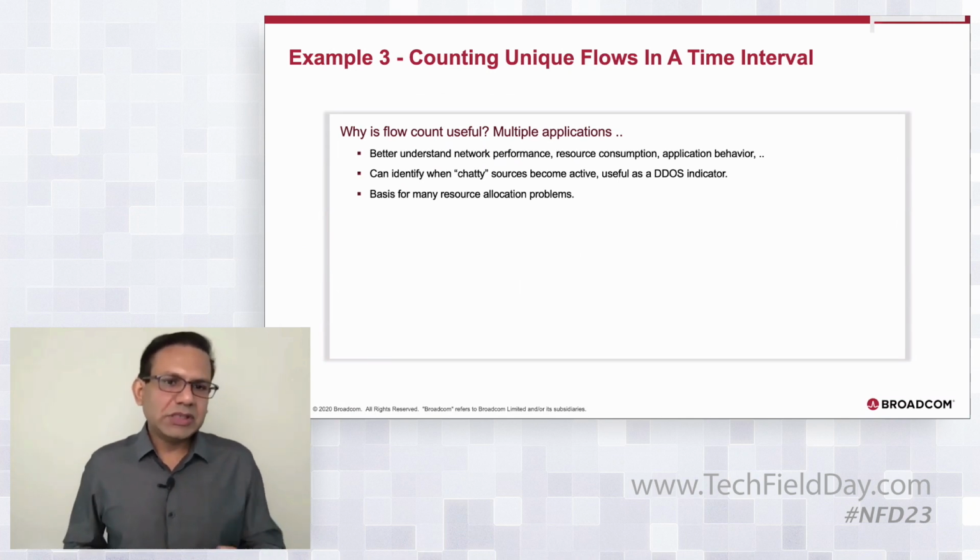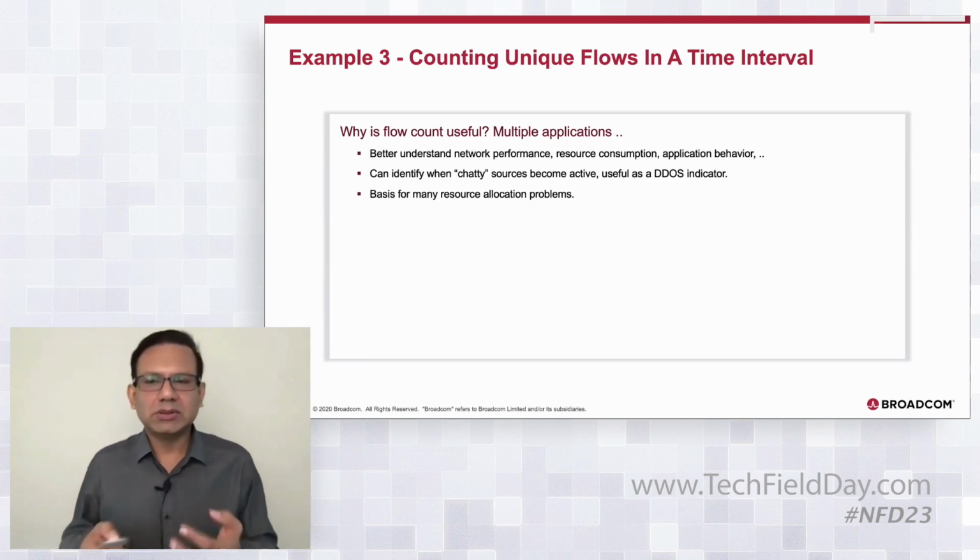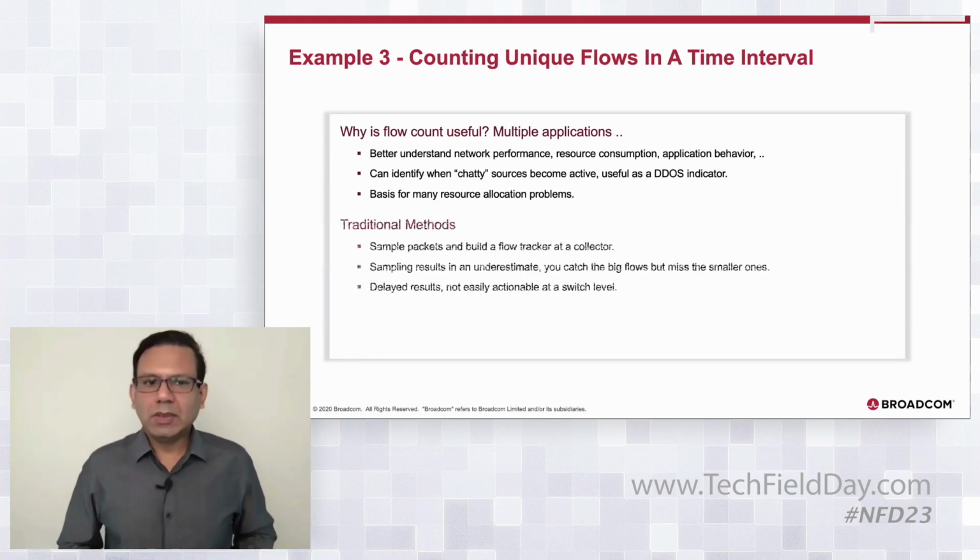You can identify when chatty sources become active, and that can be used as a DDoS indicator. And we'll actually delve deeper into that later. If you look at the literature, it's a basis for many resource allocation problems. So it's useful. What would be the traditional method of doing this?